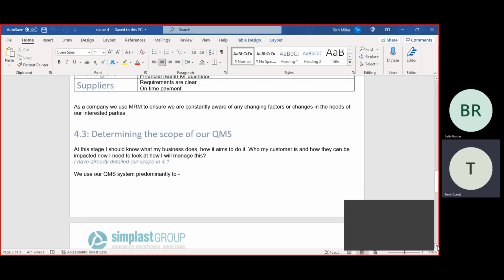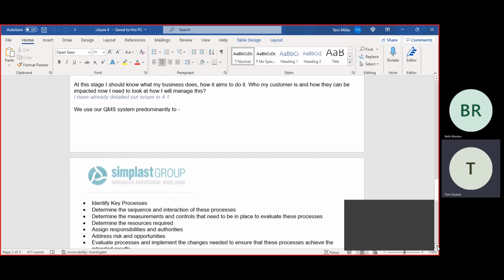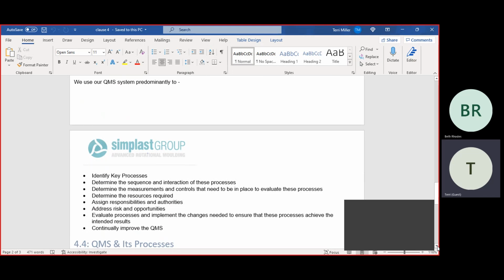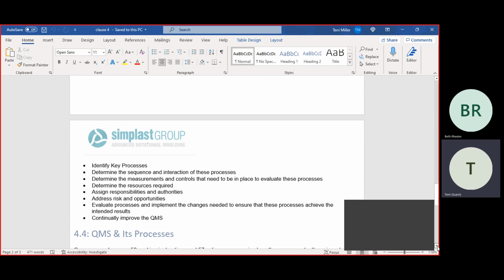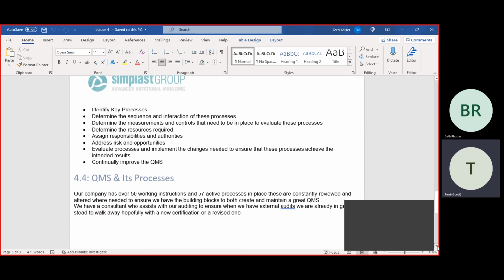We use our QMS system predominantly to identify key processes, determine the sequence and interactions of these processes, determine the measurements and controls that need to be in place to evaluate the processes, determine the resources required, assign responsibilities and authorities, address risk and opportunities, evaluate processes and implement the changes needed to ensure that these processes achieve the intended results, and continually improve the QMS. Now, what I will say is, at this point, it would be good to relate to processes for your own homework. As this is my homework, and I did actually hand this in when I did the course, I've kept it personal, but you could also tag your processes into there, at least one or two, so that we're aware.